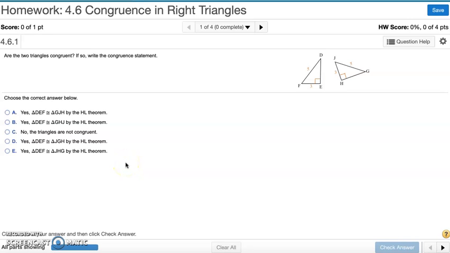4.6. Congruence in right triangles. For number 1, are the two triangles congruent? If so, write the congruence statement. So these two triangles are congruent by the hypotenuse-leg theorem.